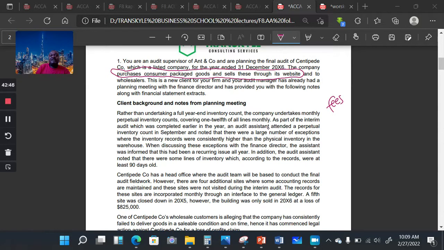You are an audit supervisor of Audit Co and are planning the final audit of Centipede Co, which is a listed company, for the year ended 31 December 2086. The company purchases consumer packaged goods and sells these through its website and to wholesalers. This is a new client for your firm.